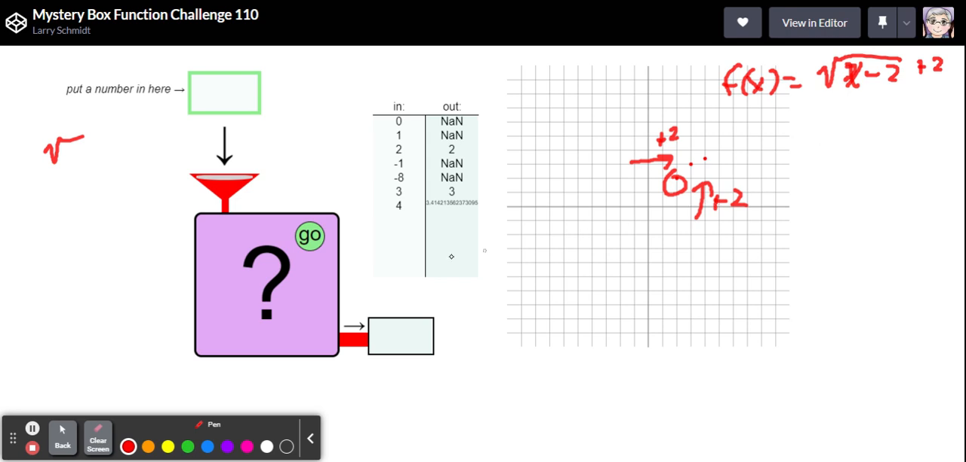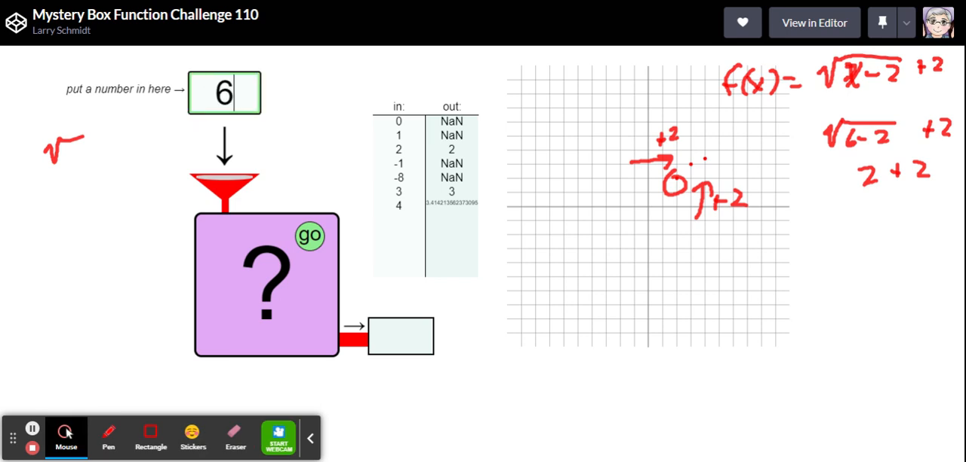Let's actually try to predict a point here, and we'll make it a point that's easy for us. I'm going to put in a 6. So if we do the square root of 6 minus 2 plus 2, well, 6 minus 2 is 4. That's why I use that number. And the square root of 4 is 2. So 2 plus 2 is 4. So if we put in a 6, we should get 4 out if this is right. So put in a 6. And we do get a 4. Okay, I think we've got this.